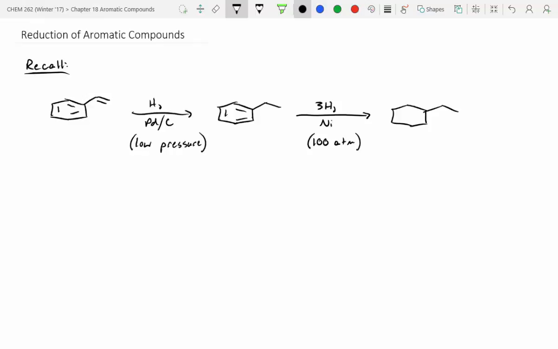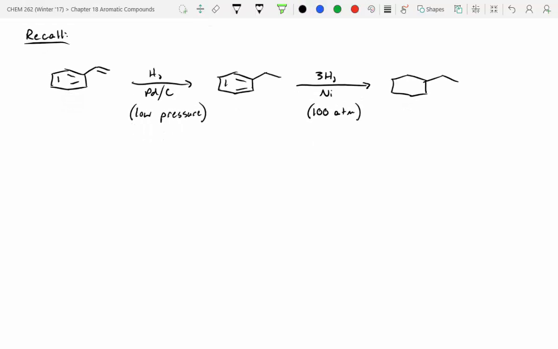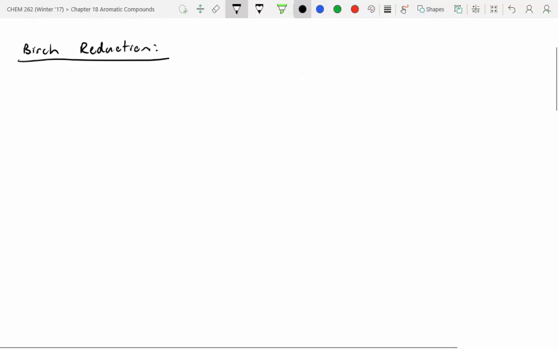There is another reduction that's a lot more common, and this is called the Birch reduction. The Birch reduction is a partial reduction. We're not going to reduce the entire aromatic ring. That takes a lot of energy. But instead of doing that, we're going to convert it to a diene. So I'll show you the overall reaction, and then we'll go through and do the mechanism.